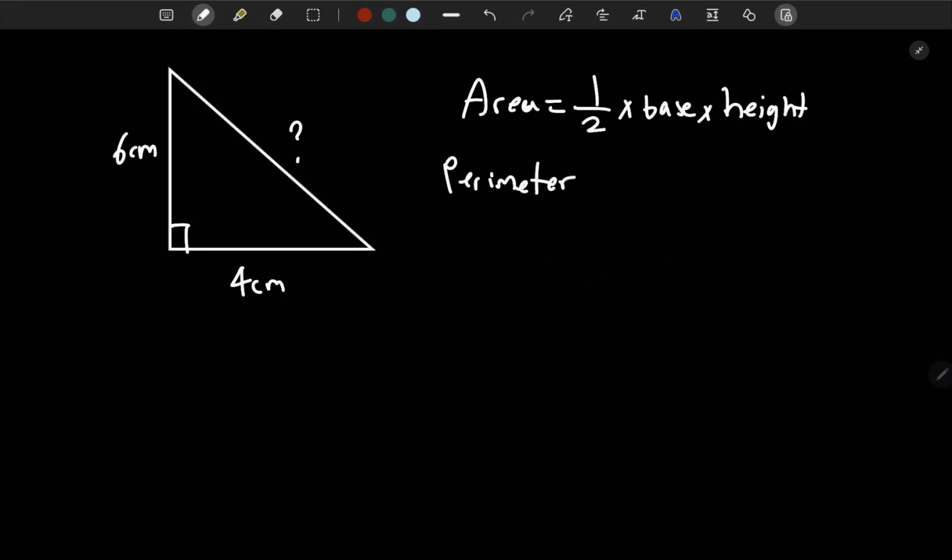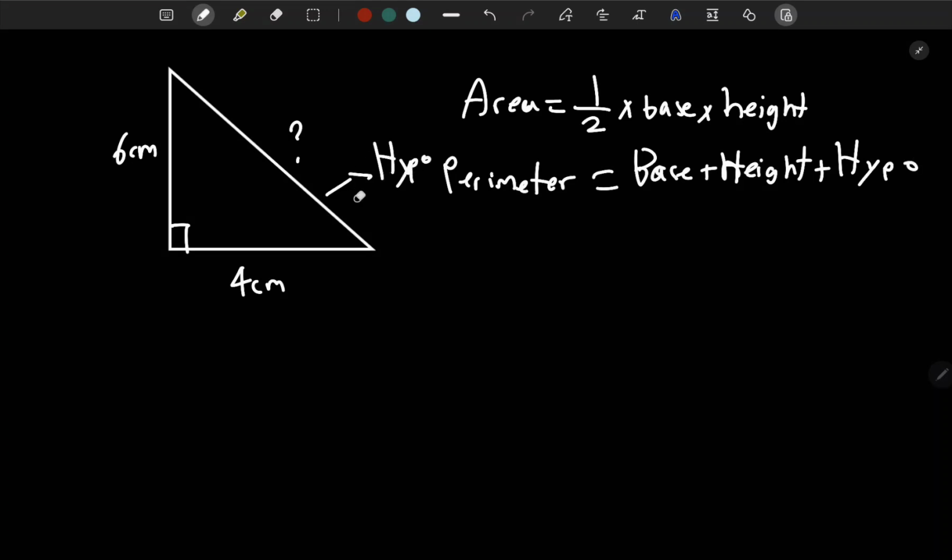Now you might be asking, how do we find this missing side over here? The perimeter is actually the base plus the height plus the hypotenuse, which is this side. Actually, this is called the hypotenuse. So how do we find the hypotenuse?